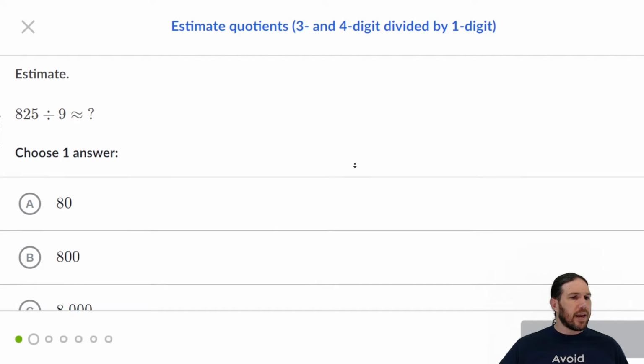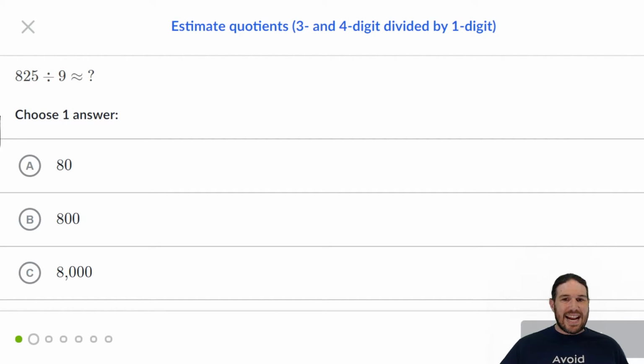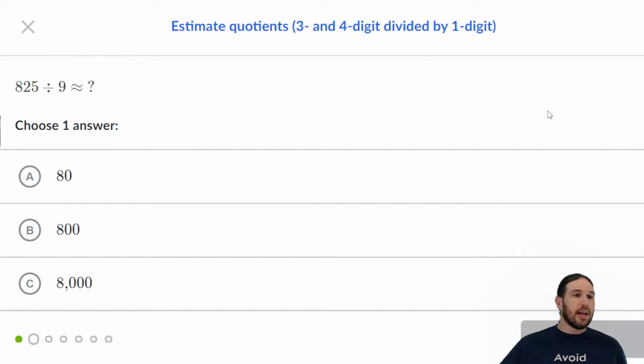Okay, so we're going to estimate, and we've only got 3 options, 80, 800, or 8,000. And I think we can pretty easily choose our answer here without even really looking at the numbers. It can't possibly be 800 or 8,000 because if we multiply 800 times 9, we're going to get an answer that's somewhere in the thousands. We don't know how many into the thousands, but of these, only 80 is even close to reasonable as a guess.